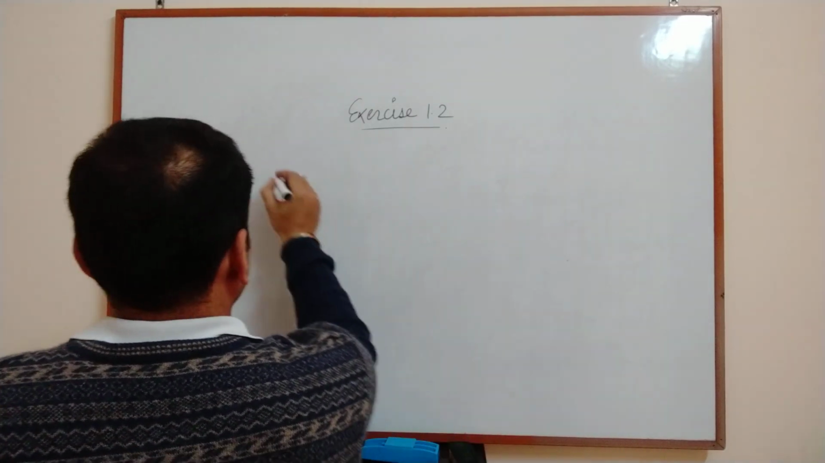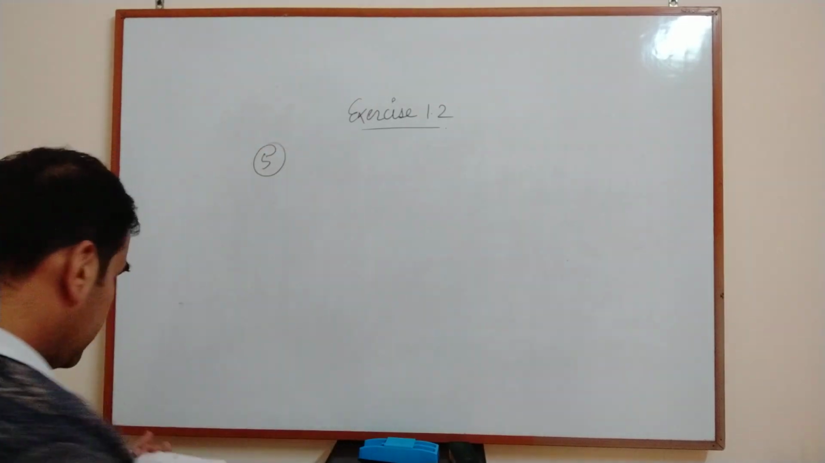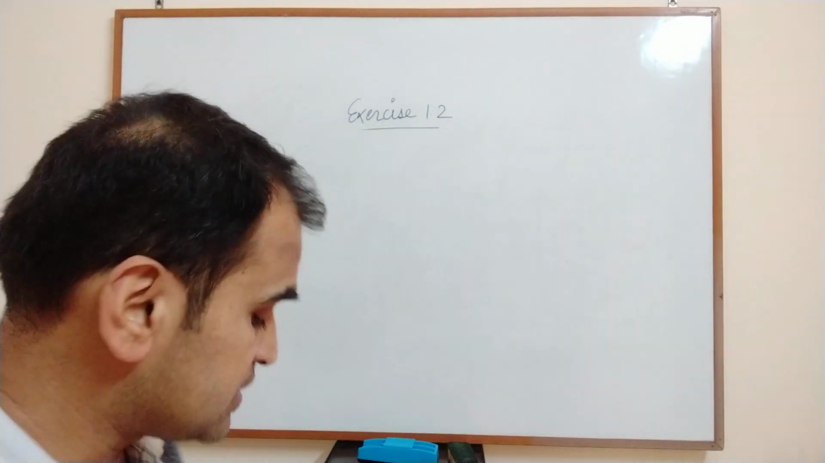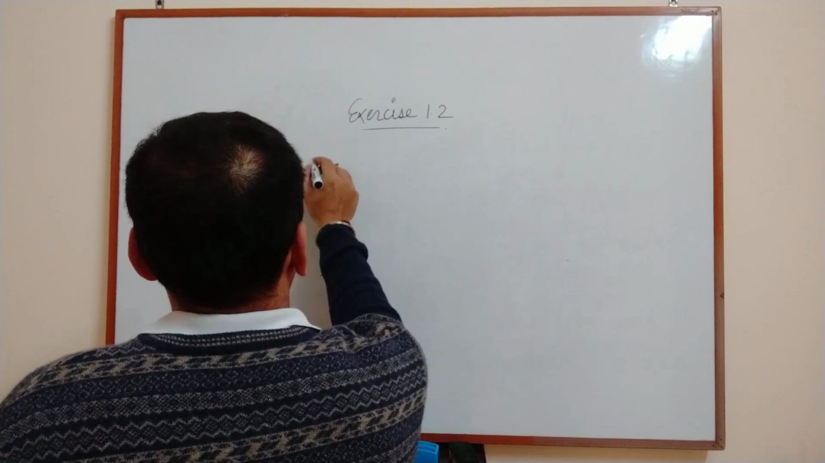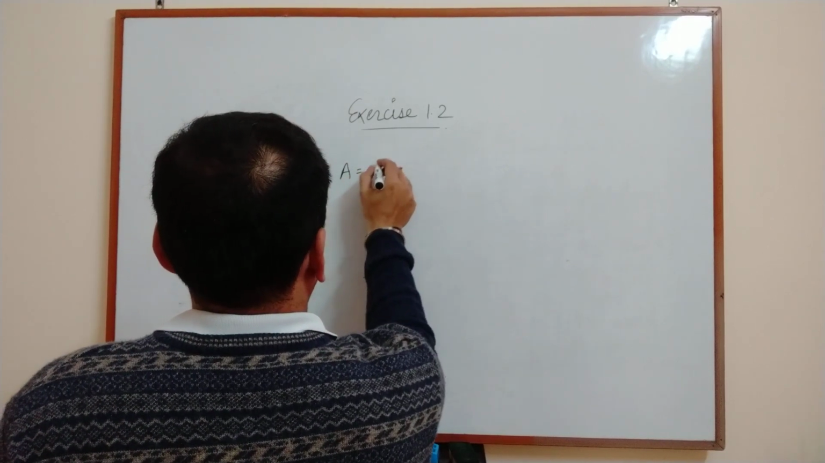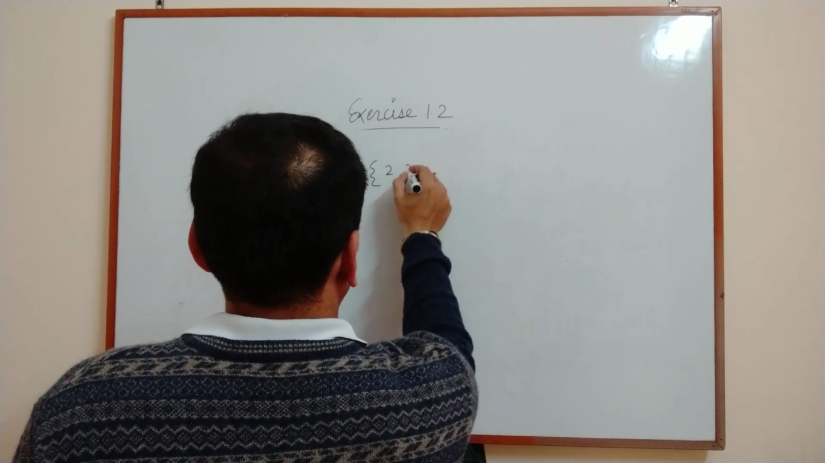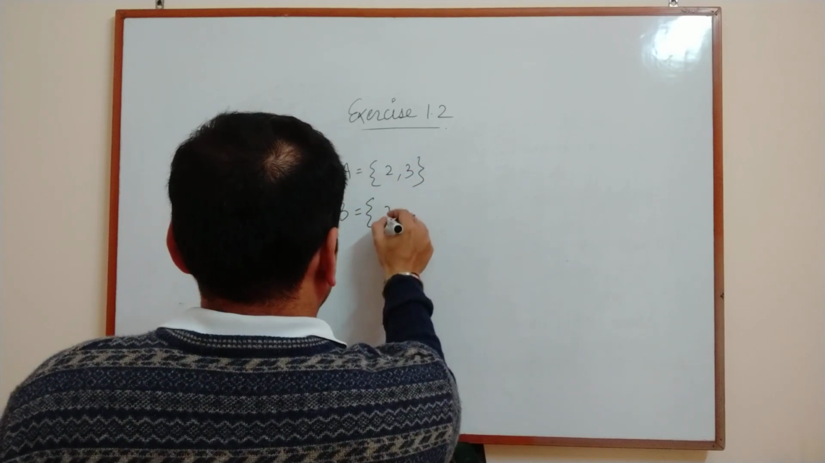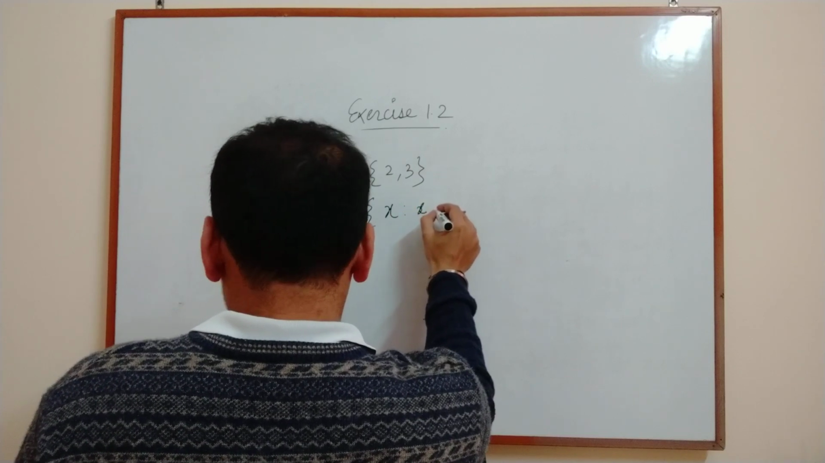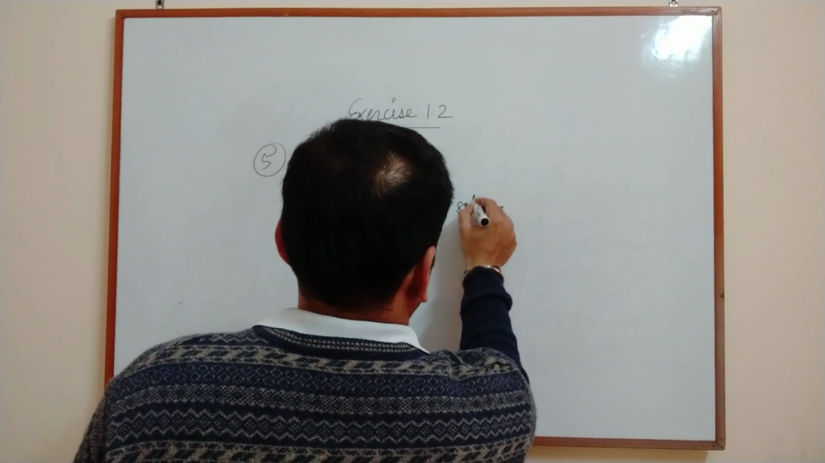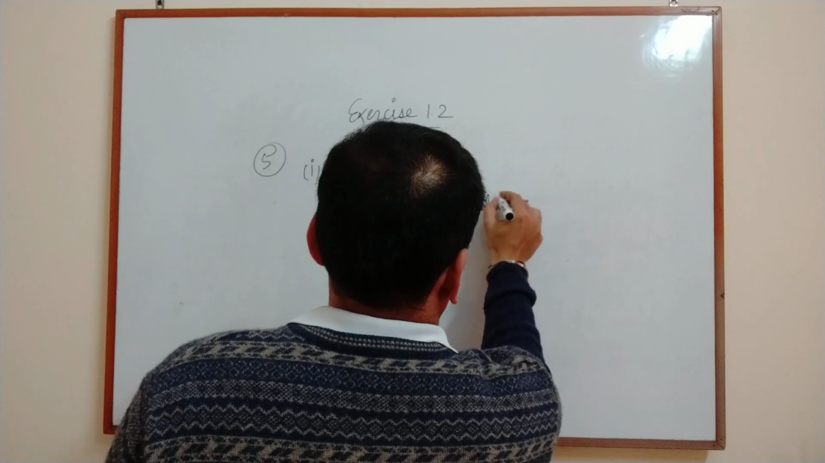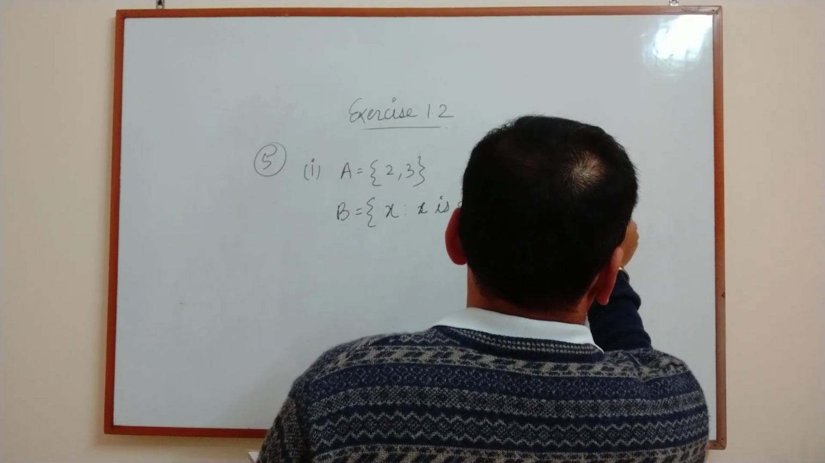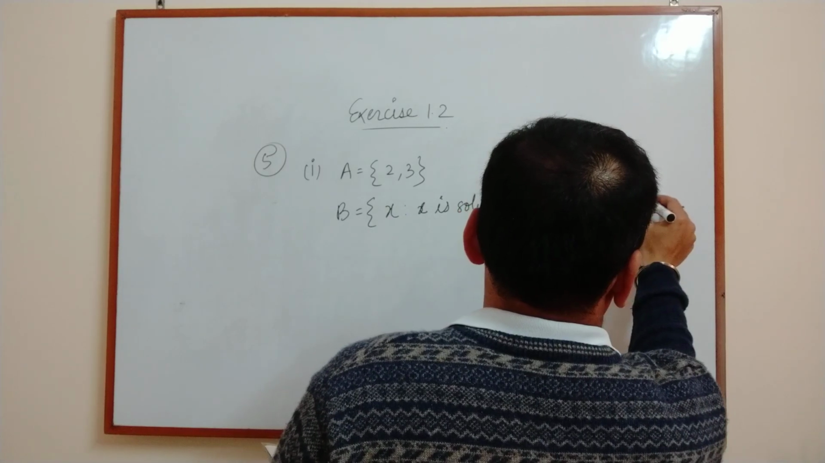Okay, so next question is question number 5. Question number 5 is: are the following pairs of sets equal? Give reasons. Again we have to check whether the sets are equal or not. In set A we have the elements 2, 3, and there is another set B which has x such that x is a solution of x square plus 5x plus 6 is equals to 0.